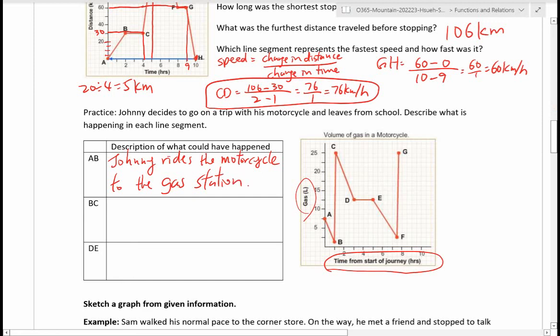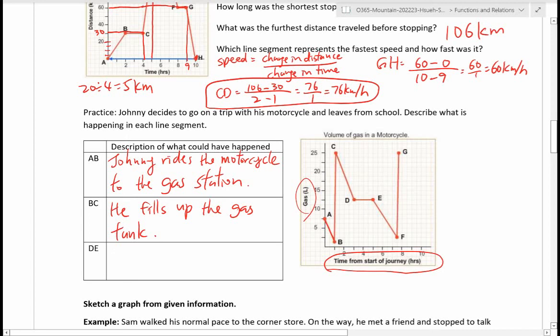And that leads us to B to C. And what happened? Well, he filled up the gas tank, right? That's why the amount of gas increased by a lot in a very short amount of time. Okay, but A to B, you can see the amount of gas is decreasing, therefore he was riding on a motorcycle.